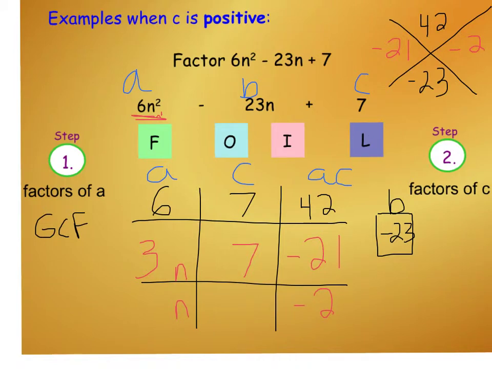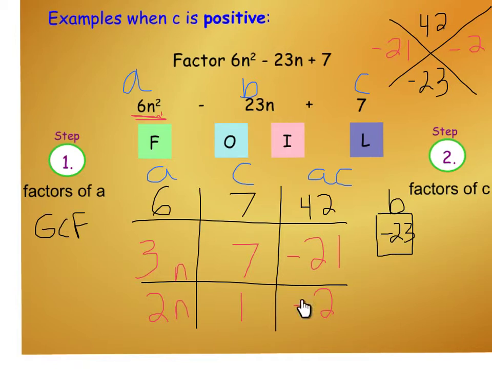Okay, then lastly, I'm going to do what's my greatest common factor between 6 and 2? Well, my greatest common factor is going to be 2. And next, I'm going to do what's the greatest common factor between 7 and negative 2. And the greatest common factor here will be just 1. Alright, the only drawback to this method that I'm going to show you, we're not done yet, is when you have a negative.